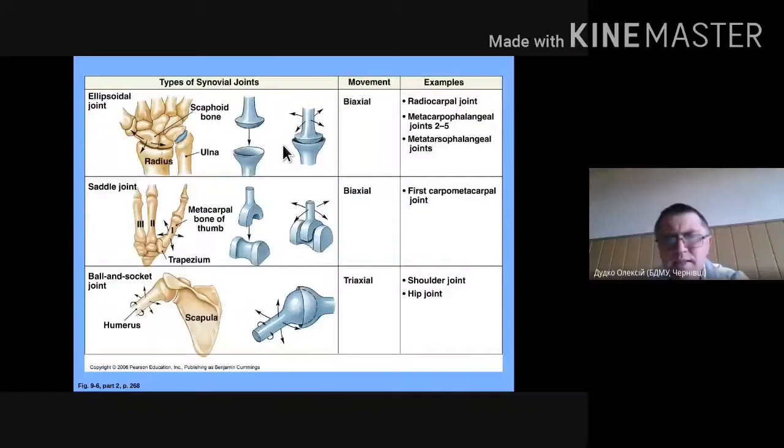We also have biaxial joints. In these biaxial joints there are two movements, like the wrist joint, where we have flexion and extension, and adduction and abduction. We have also a biaxial joint like a saddle joint, of the first finger of the wrist. And a triaxial joint, this is the shoulder joint, the so-called ball and socket joint, so movement in three axes is possible. The same is the hip joint.